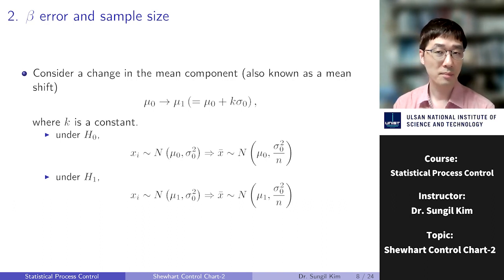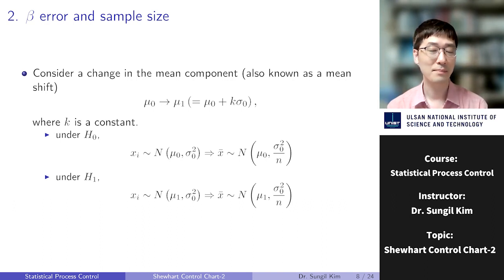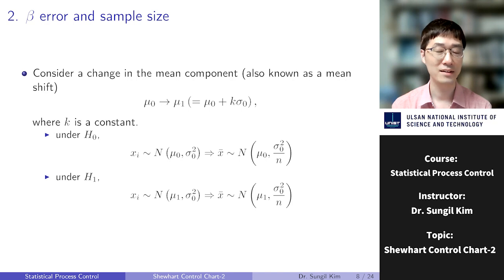Then the second question is about how to choose the sample size. The sample size can be determined to meet the desired level of beta error. Let me explain why. Let's consider a situation where we want to detect a mean shift to mu1. Usually, the difference between mu1 and mu0 can be modeled by k times sigma 0, where k is a constant.